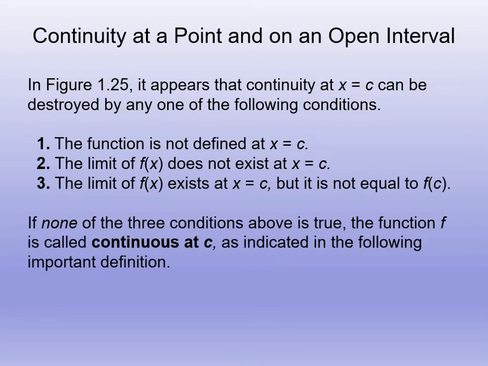All right, so Rule 1, the function's not defined at x equals c, so that was the first graph that we looked at. Rule 2, the limit of f of x does not exist at x equals c, so we saw that, right? The left-hand and the right-hand limits didn't agree. And then thirdly, the limit of f of x exists at x equals c, but it's not equal to f of c. So the limit doesn't equal the value. All three of those conditions tell us the function is not continuous.